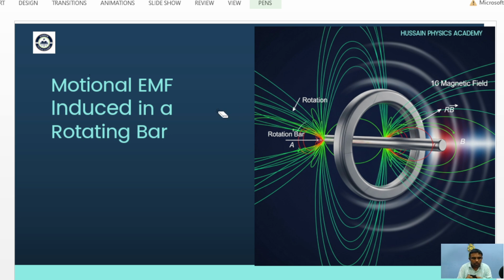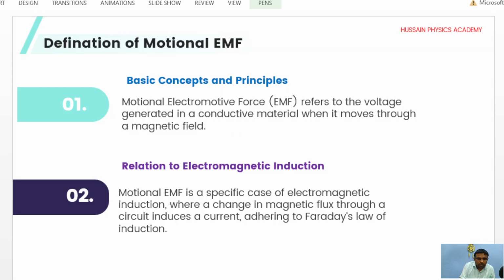Hello everyone. Today our topic is motional EMF induced in a rotating bar. So there are two definitions. The first one is, what is the motional EMF? The second one is, what is the electromagnetic induction?